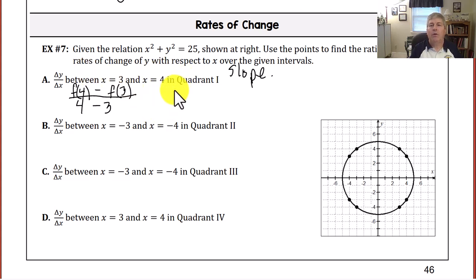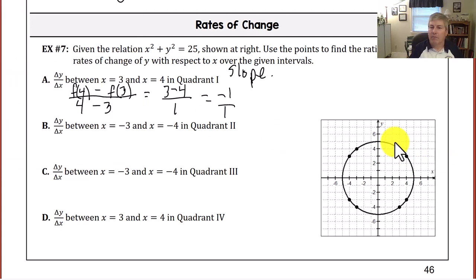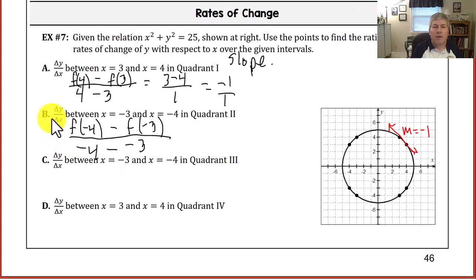So when we put 4 in for x, we get a y value of 3, and when we put 3 in for x, we get a y value of 4. So that is just going to be 3 minus 4 over 1. So we get a slope of negative 1 over 1. So the slope between those 2 points, if I were to connect those with a line, the slope of that line would be negative 1.